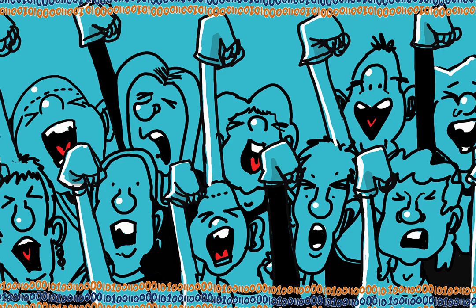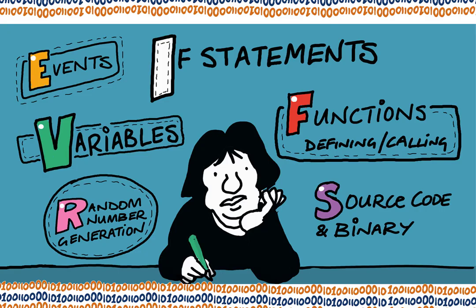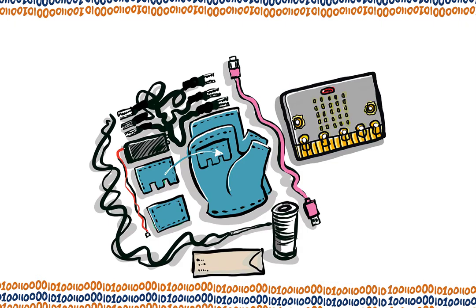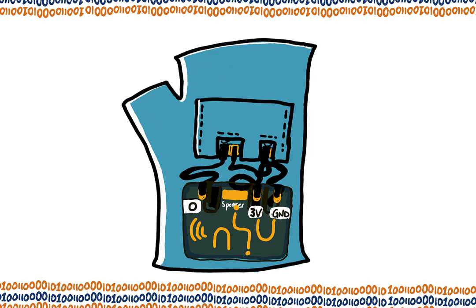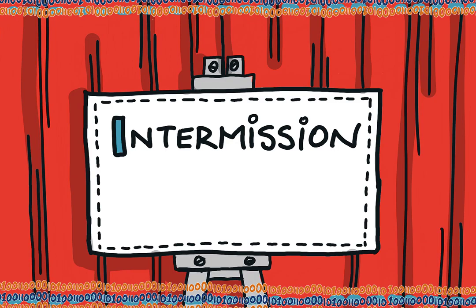In today's lesson, you will help Kim to design a program for the Guessing Glove game. By doing this, you will learn about events, if statements, variables, defining a function, calling a function, random number generation, and you will also learn about the difference between source code and binary files. You will need your assembled Mini-Moo glove and the MakeCode web coding editor.